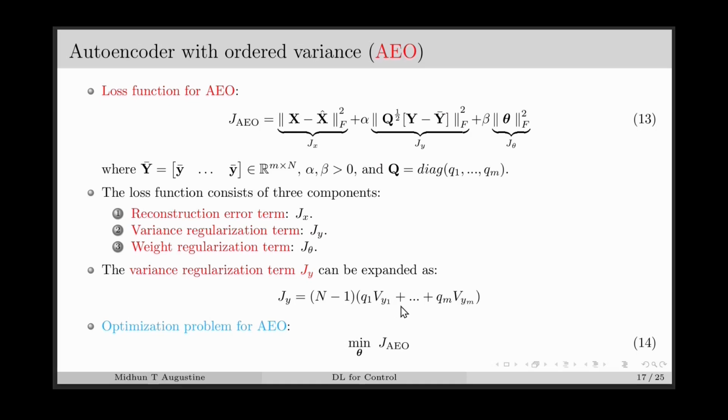If we are selecting Q1, Q2, and Qm in an increasing order, we can obtain latent variables with decreasing variances. This is the central idea of AEO. And the optimization problem for AEO is to find the optimal parameters theta, which minimizes the loss function.